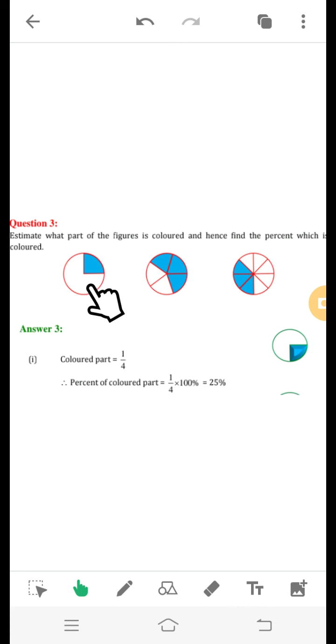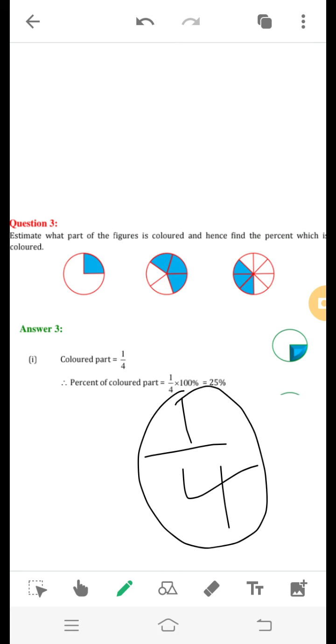So here we can see that there are a total of 4 parts. So the total that we have to write is below. Out of these 4 parts, 1 is colored. So we have to write 1 above. So the number becomes 1 upon 4.